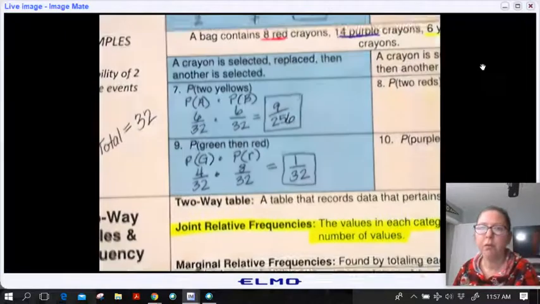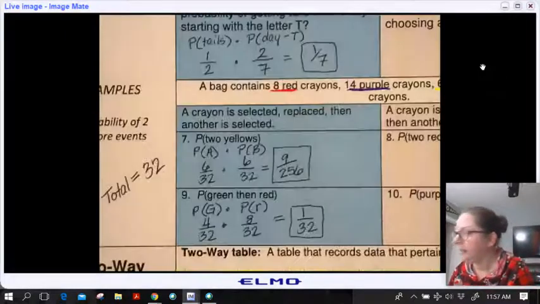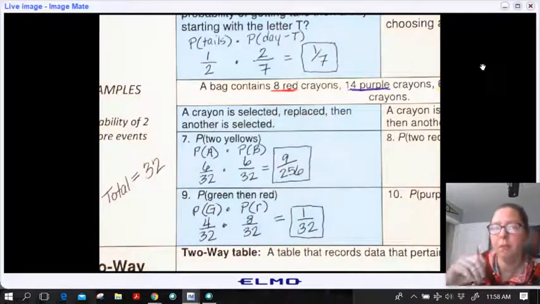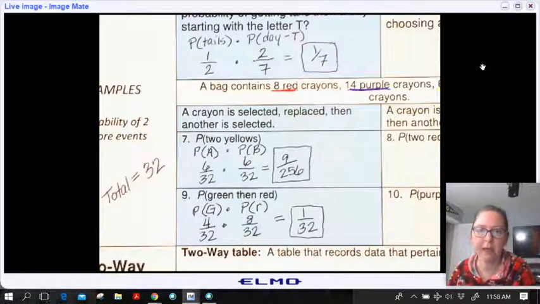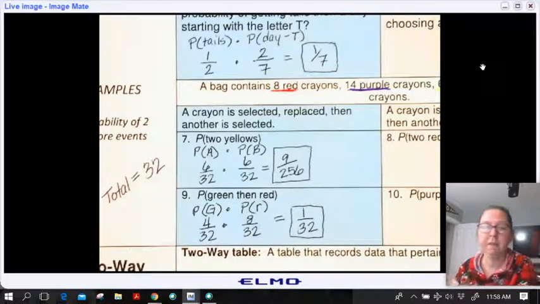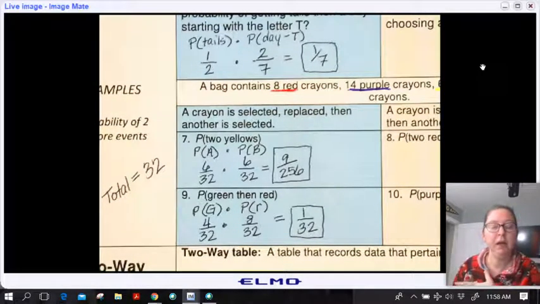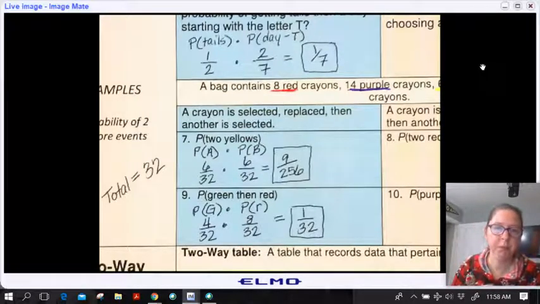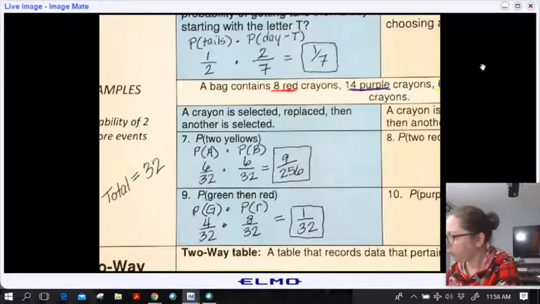Okay, so that is independent events. Because I put the crayon back in the bag before picking again, the second probability didn't have any changes to it, because after the first pick, I put it back and I started all over.